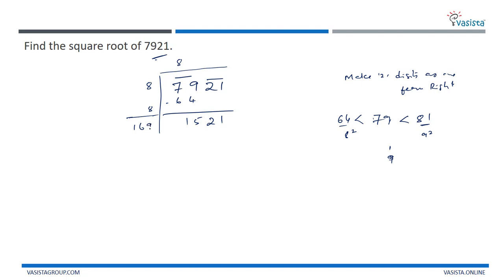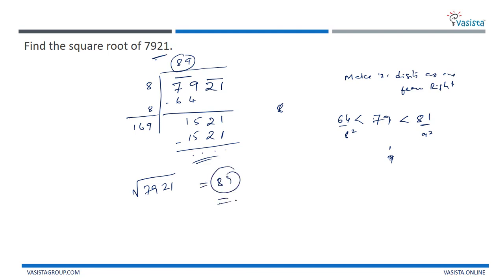So 169, 9 9s are 81, 1 8 carry, 9 6s are 54 plus 8 is 62, 2 6 carry, 9 1s are 9 plus 6 is 15. So it is completely equal, so we are going to subtract, right? We can subtract here. So the square root of 7921 is 89. The square root of 7921 is 89. The answer is 89.